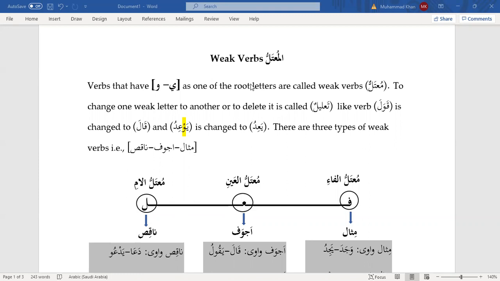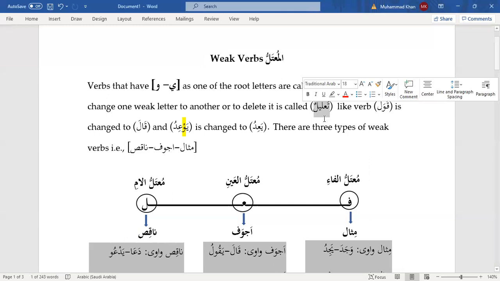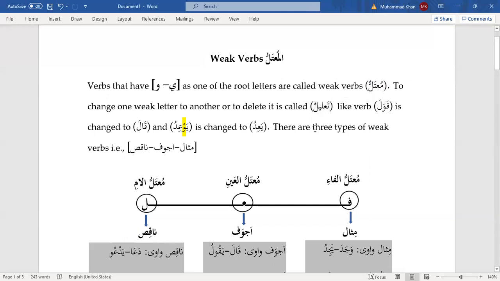First of all, a quick review: the verbs that have waw or ya as one of the root letters, we call them Mu'tal. The process of making changes is called ta'lil. So the verb that has a weak letter is called mu'tal, and the process we do, like changing waw to alif sometimes, and sometimes dropping one of the weak root letters, is called ta'lil. And that's what we have been talking about.